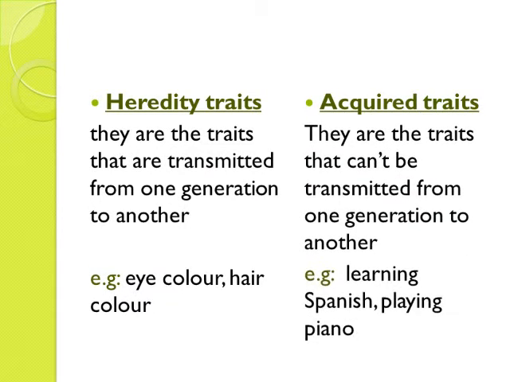There are two types of traits: the hereditary traits that are transmitted from one generation to another, as the eye color and hair color, and the acquired traits, which can't be transmitted from one generation to another, as learning Spanish and playing piano.